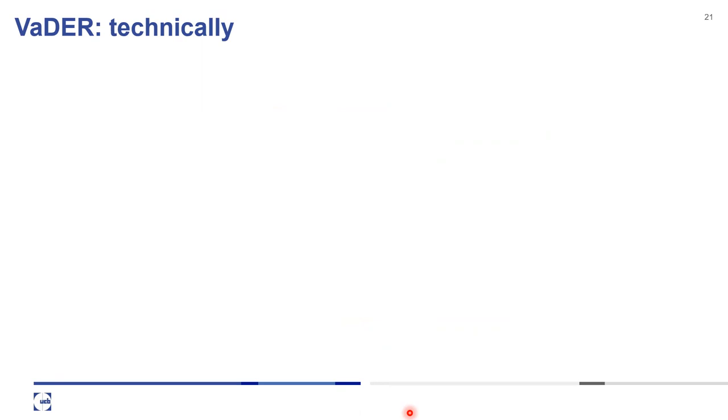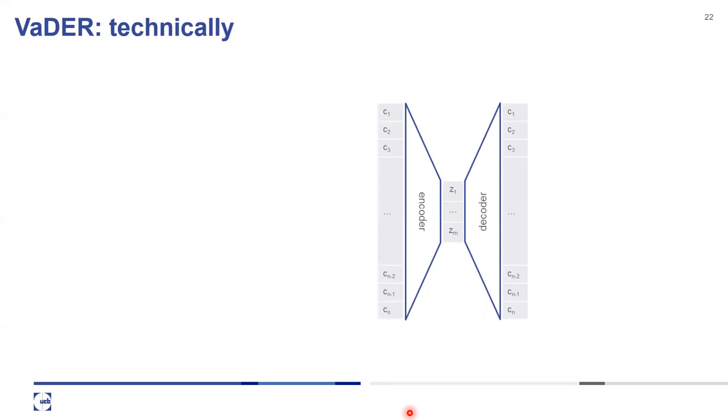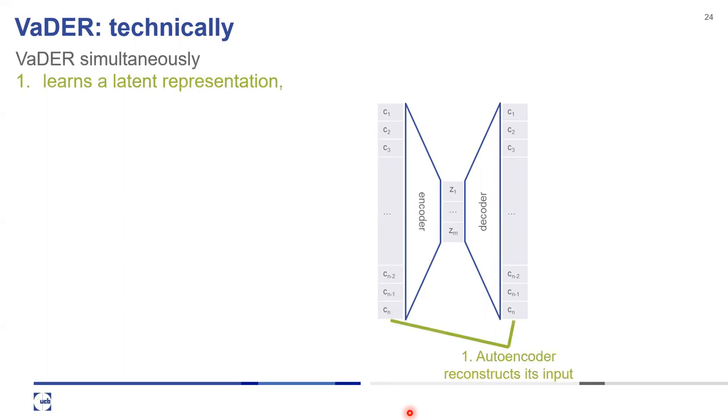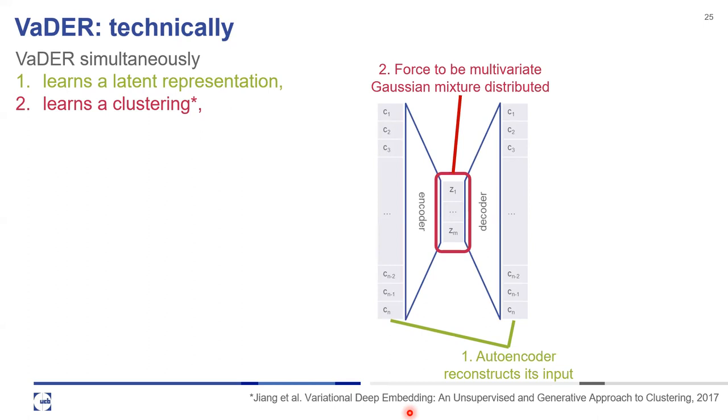Here's what VADER technically does. Now, for the sake of time, I will not go into any detail here, so it might mainly be interesting for people with some background in neural networks and variational methods. However, for the sake of completeness, I still want to mention it here because it's essentially where the novelty comes from. So, at its core, VADER is based on an autoencoding architecture. Using this architecture, it simultaneously learns a latent representation. It learns a clustering by forcing the latent layer to be multivariate Gaussian mixture distributed. This part is directly taken from a publication by Jiang et al. presenting a clustering algorithm called variational deep embedding.